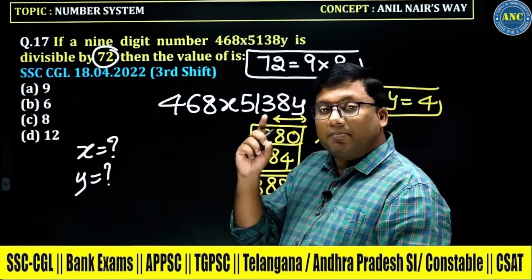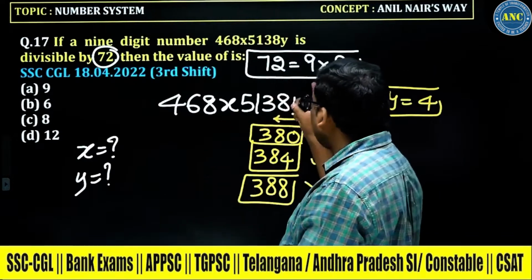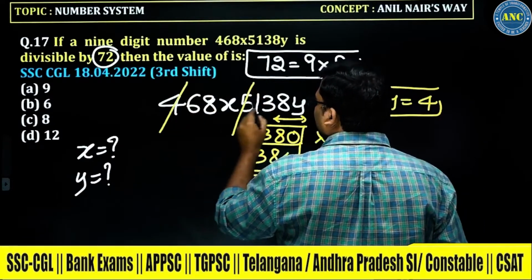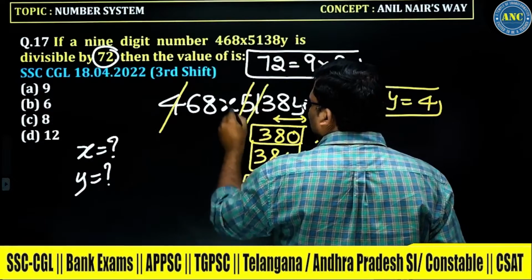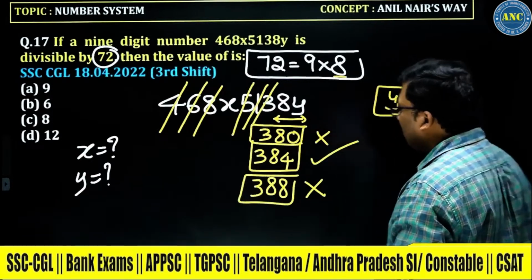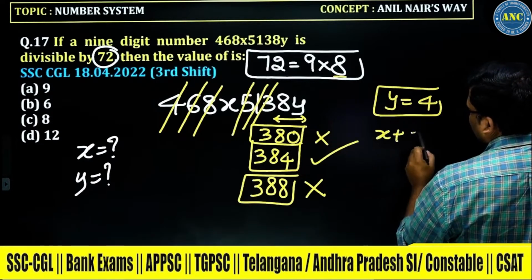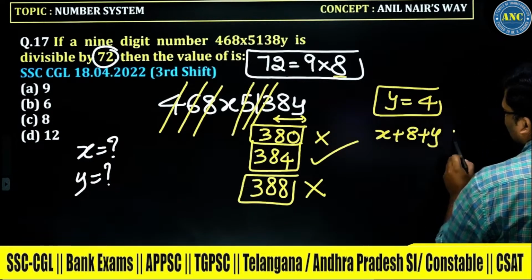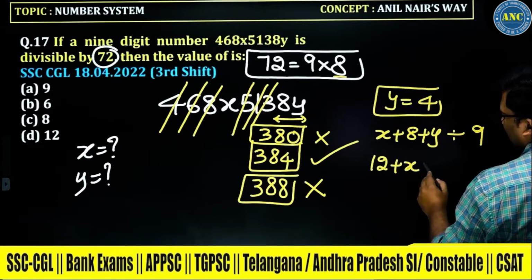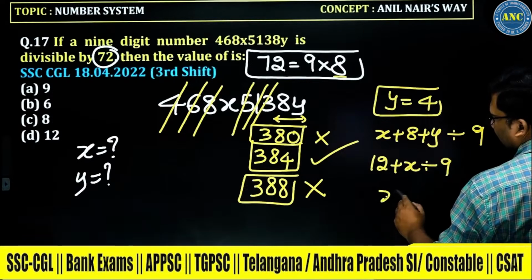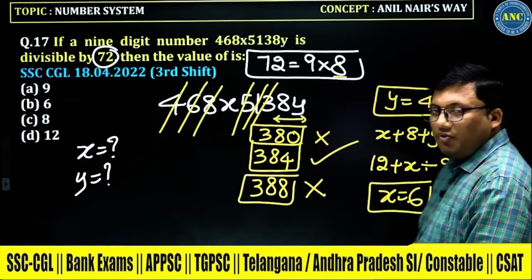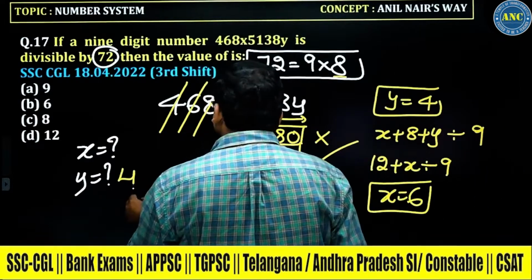We did this for the number being divisible by 8. Now it should be divisible by 9. The sum of the digits should be divisible by 9. 5 plus 4, 9. 8 plus 1, 9. 6 plus 3, 9. That means x plus 8 plus y should be divisible by 9. Y is 4, so 12 plus x should be divisible by 9. That means x should be 6. Y is 4 and x is 6.